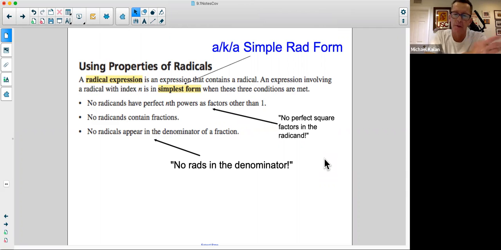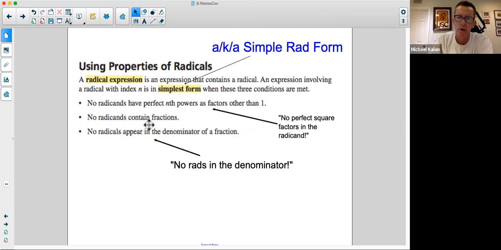Another example with something other than just a square root would be like, you can't leave something like the cube root of 8, right? Because the cube root of 8 is 2, because 2 times 2 times 2 is 8. So you'd have to simplify that. It's not fully simplified if you leave it like that. So that's the first condition. No perfect square factors in the radicand.